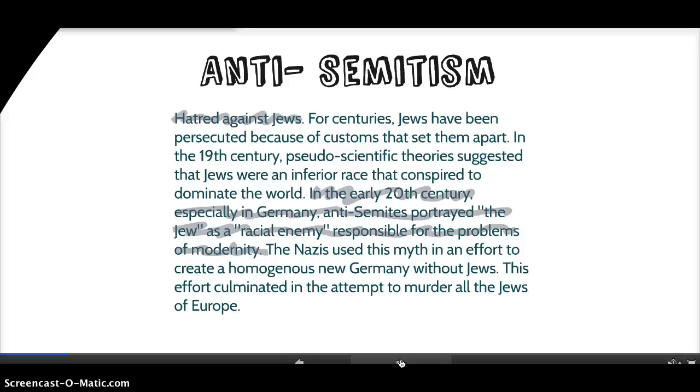Anti-Semitism. You'll see that I've highlighted the most important part of the definition, but that is hatred against Jews. So for centuries, Jews have been persecuted because of customs that set them apart, made them different from other people. There were scientific theories, so fake scientific theories that suggested that Jews were an inferior race. So what you need to know is in the early 20th century, especially in Germany, anti-Semites portrayed the Jews as a racial enemy responsible for the problems of modernity. The Nazis used this myth in an effort to create a homogeneous, that means like grouping, New Germany without Jews. This effort culminated in the attempt to murder all the Jews of Europe.